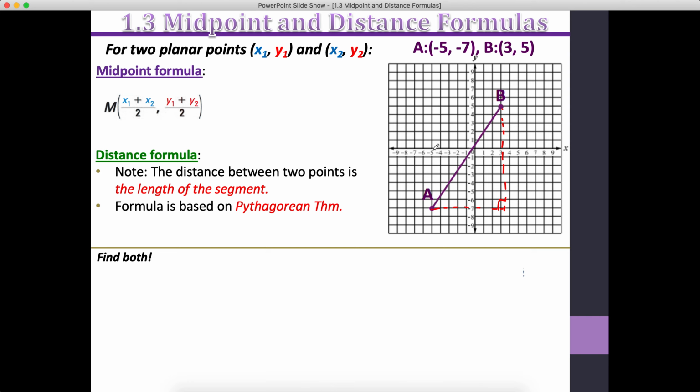Let's go with that first and kind of recognize that to find this leg length right here, it was 8. I'm sure what you did in your head is you counted from negative 5 to 0, and that's 5. And then from 0 to 3 is 8. So 5 and 3 is 8. And then that's how you did it.